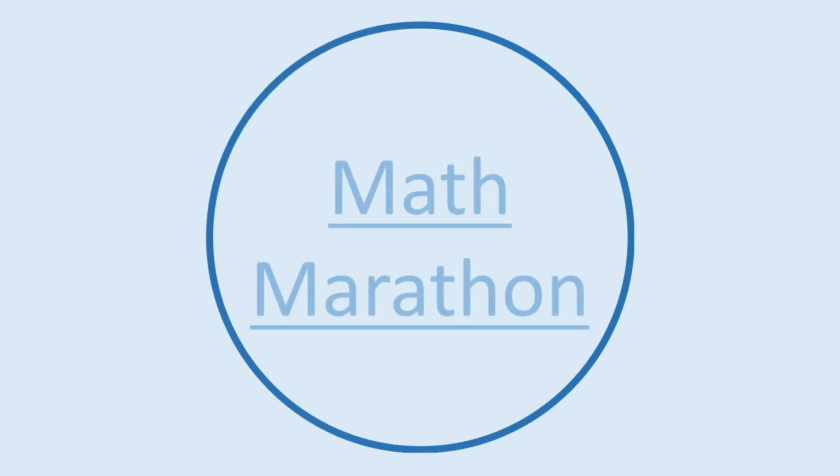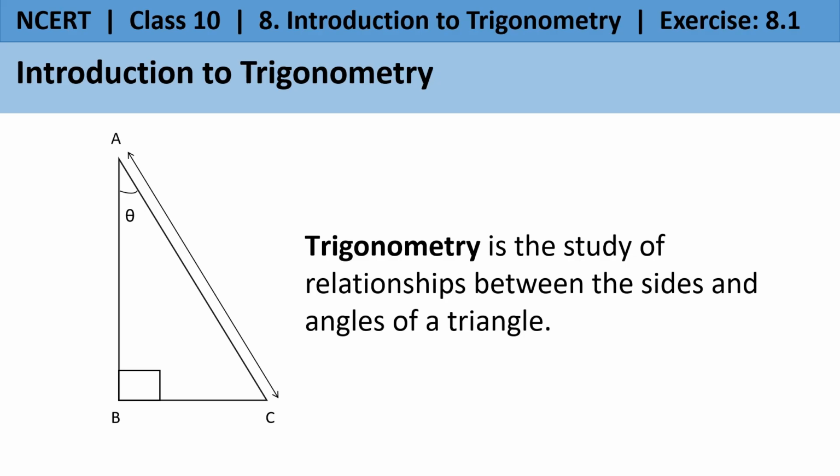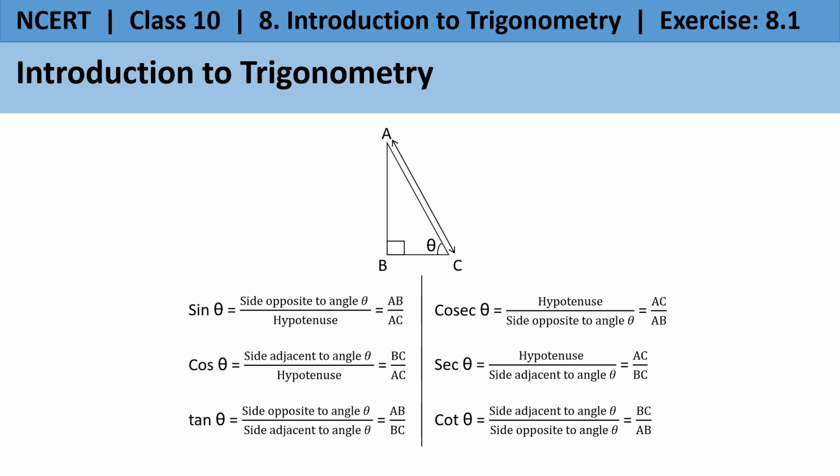Welcome to Math Marathon. Trigonometry is the study of relationships between the sides and angles of a triangle. In trigonometry, we will be studying about right-angled triangle. Consider a right-angled triangle. Consider theta at C.